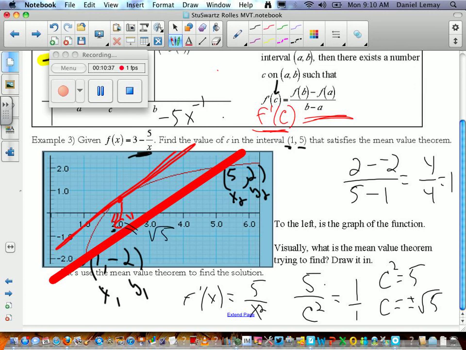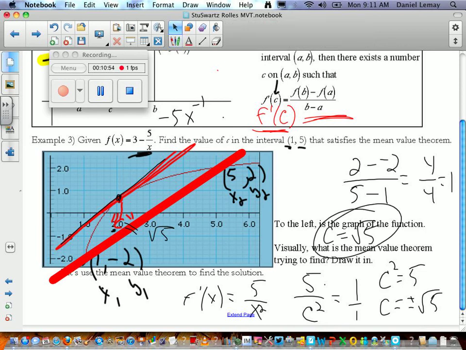And we could substitute that in and probably find the y value, but they aren't asking us to do that. They just want us to find what values of c make this tangent line parallel to the secant line. So c equals positive root 5. That's the solution.